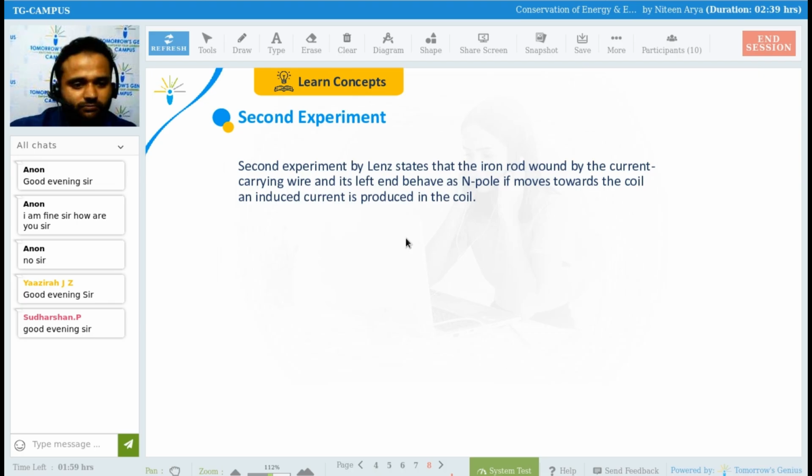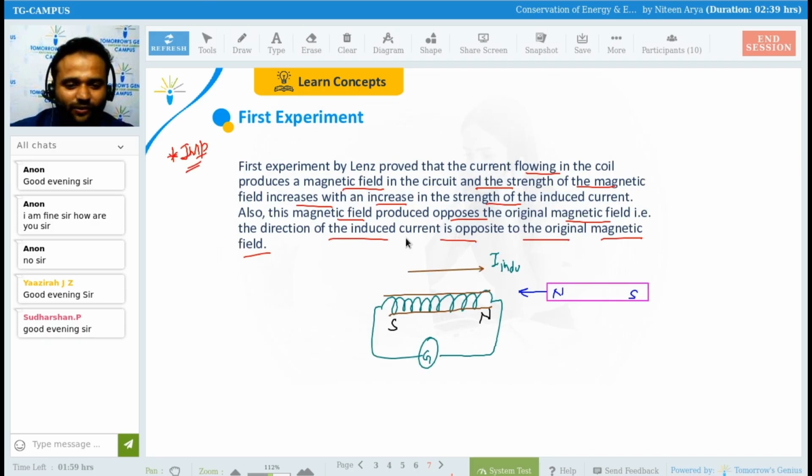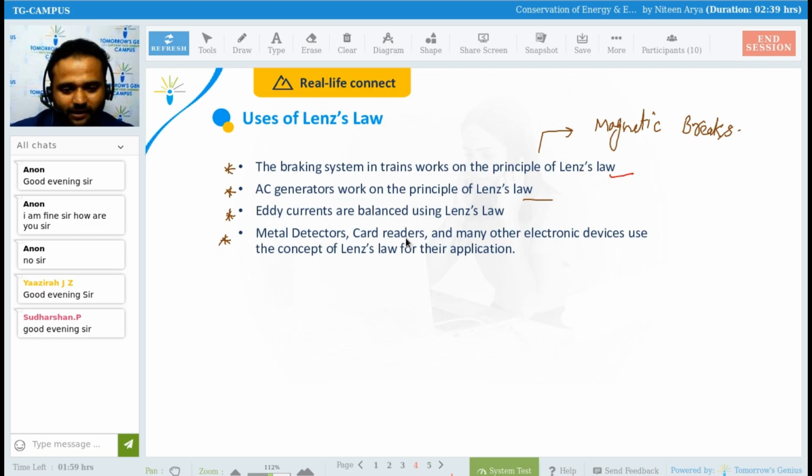Okay, so let's come to the basics. Second experiment by Lenz states that the iron rod wound by current carrying wire, its left end behaves as a north pole if it moves towards the coil and induced current is produced in the coil. I already told you this thing, I don't need to teach this again.